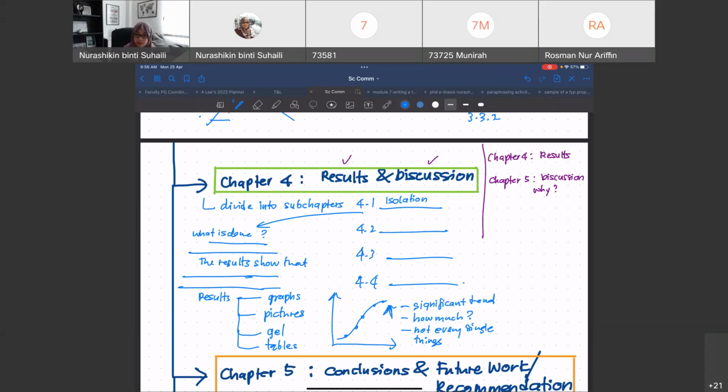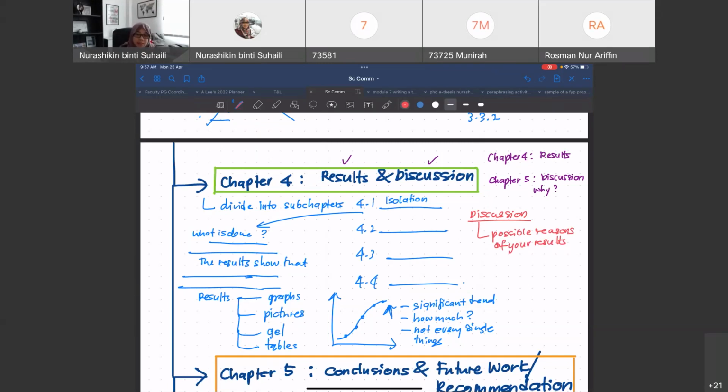So that is results. We're not talking about discussion yet. So once you have the results, you have mentioned you got this and this. So it comes to the discussion. So the discussion part, what is meant by discussion is when you talk about the possible reasons for your results. Maybe you want to say why the trend is increasing.